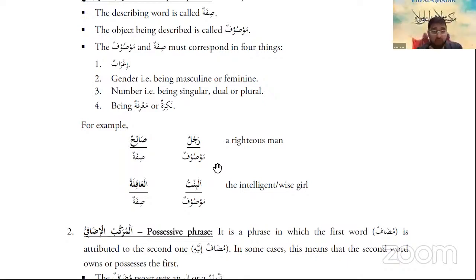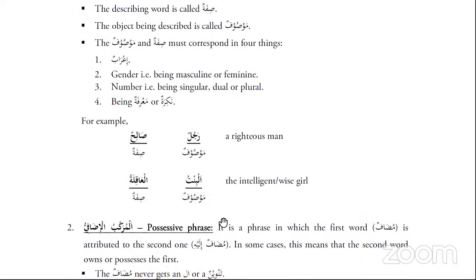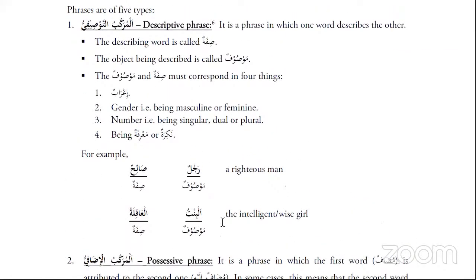Correct. So this is the most important part, which we just recollected again. Sifa is the adjective. Mawsuf is the noun which has been described, and the sifa follows the mawsuf in 4 things: i'rab, gender, number, and being nakira or marifa. Excellent. So this was the first one, called the descriptive phrase, al-murakkab at-tawsifi.